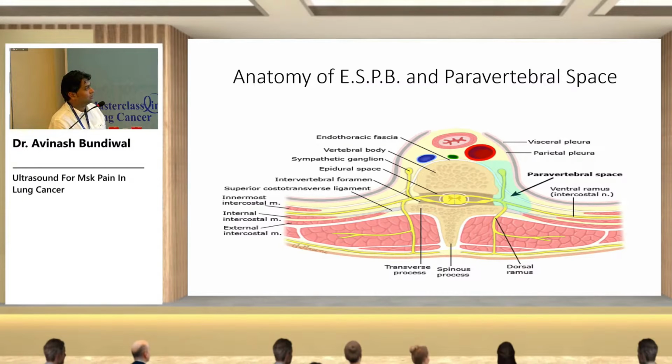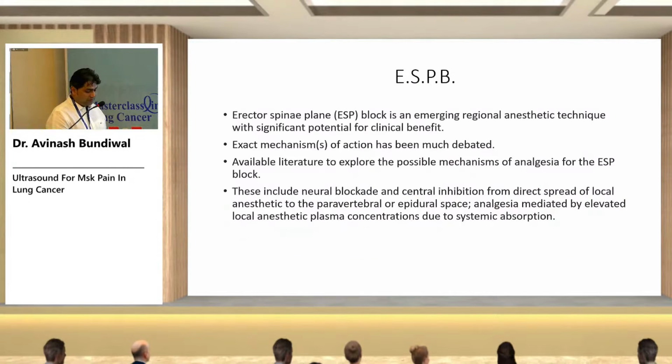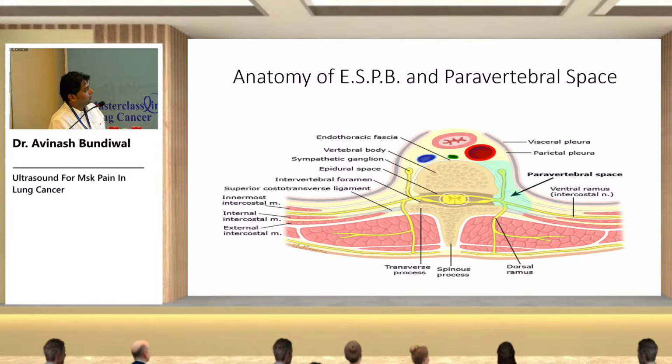So we are supposed to inject drug just anterior to the transverse process. So transverse process is the bony landmark. We are supposed to identify it if you want to give thoracic paravertebral block. Erector spinae plane block, we are supposed to give here, just below the erector spinae muscle in the fascia. So it is basically a fascial plane block.